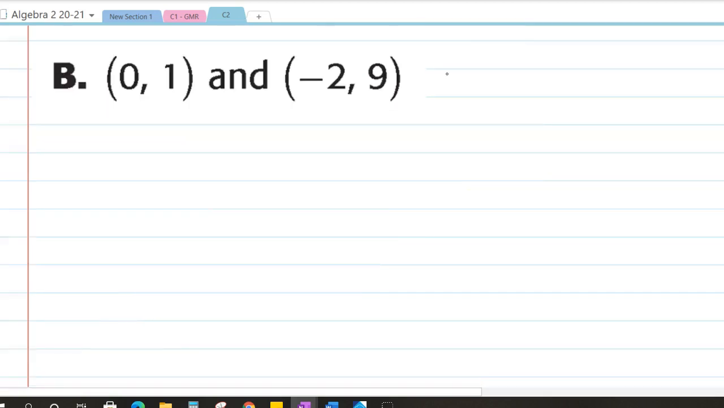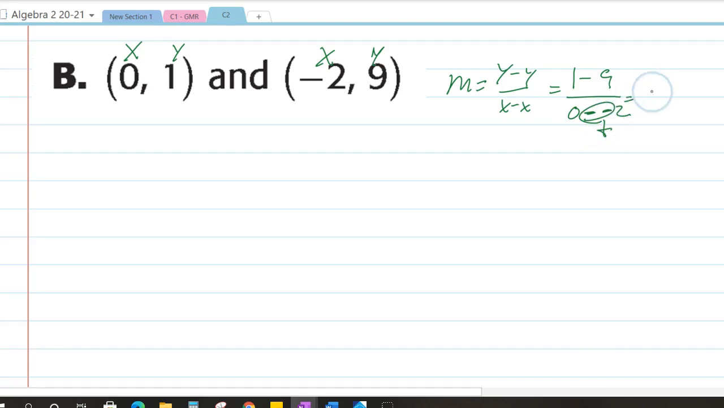One more example. First things first, I have to solve for m. Our slope is y minus y over x minus x. In order to do that, I always label so I don't make silly mistakes. Now I plug in the numbers. 1 minus 9 over 0 minus a -2. Remember, it's always subtraction. They gave us another negative, so we have two negatives. Two negatives make a positive, and that gives me -8 over 2, which is simply -4. So my slope is equal to -4.